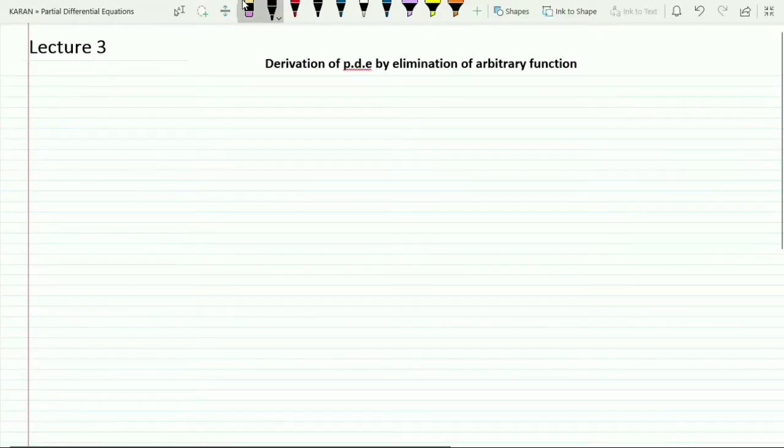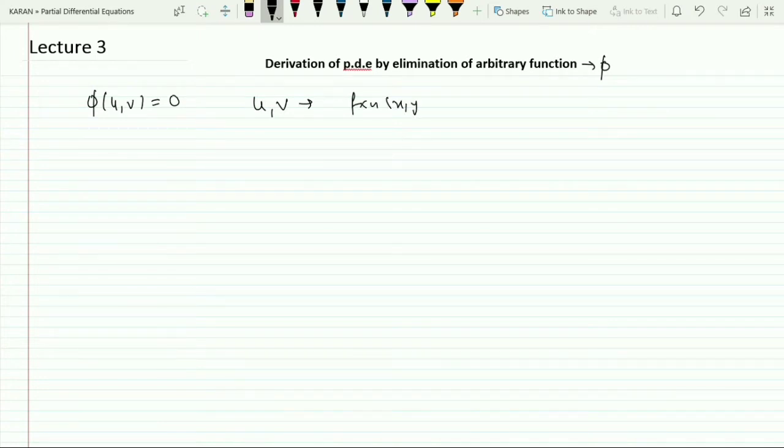Hello students, this is the third lecture in partial differential equations, and in this video lecture I will be discussing the derivation of a partial differential equation by the elimination of an arbitrary function. Let me call that arbitrary function phi, and I will have an equation phi, which is a function of u and v, equals 0, where u and v are functions of x, y and z. Now let us derive how to form a partial differential equation in such a case.